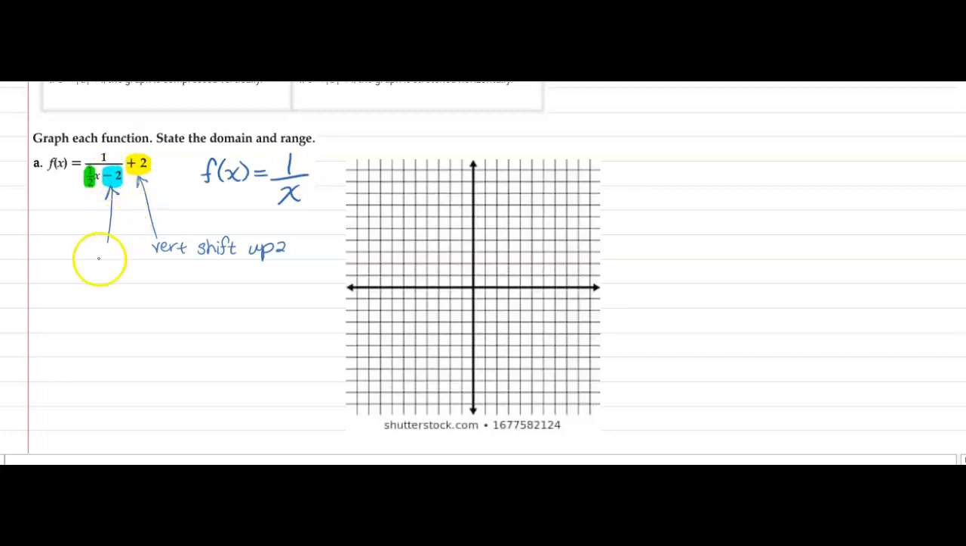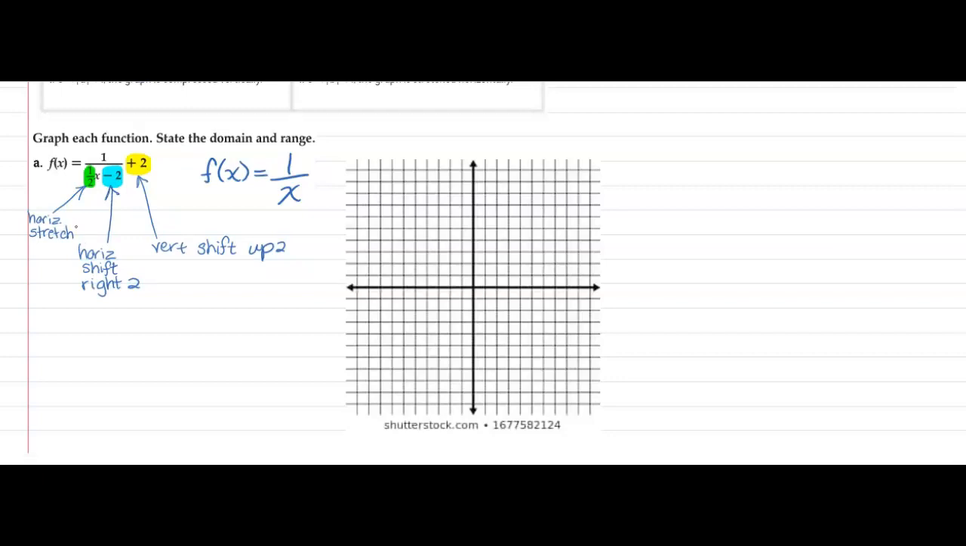Next, the number next to x is a -2, which means it's a horizontal shift. Remember, it's the opposite, right 2 units. And then finally, this coefficient next to x is a fraction, which means there would be a horizontal stretch because of that fraction.